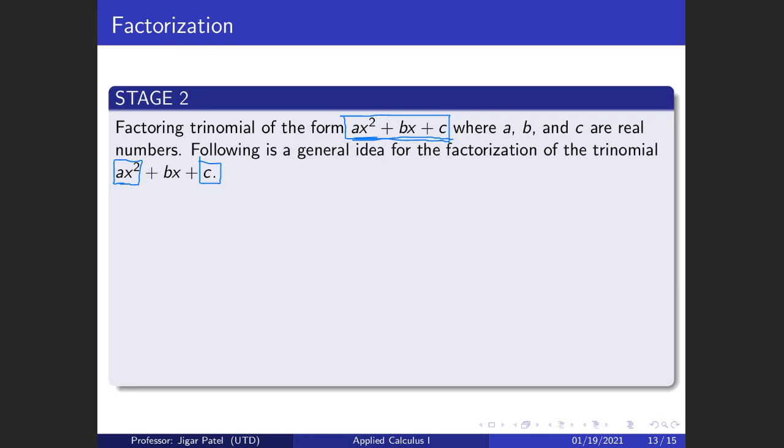All right. So I'm going to start my computation with the leading term and the constant term. I want you to compute the product of the leading coefficient and the constant term. Compute the number a times c. So the first step is very simple. Compute the product of the leading coefficient and the constant term. Step 2: find out all factors of this number ac.